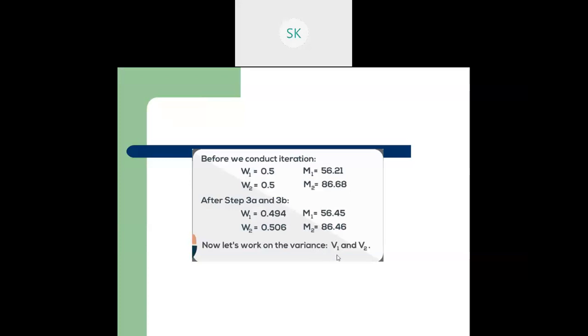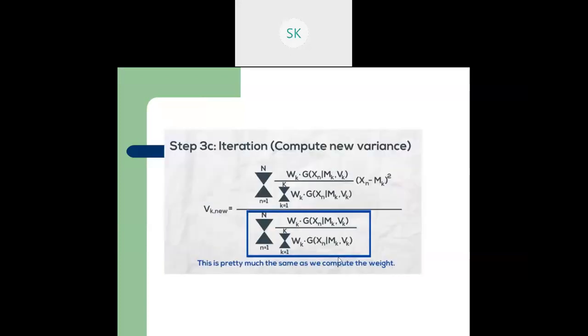Now we look at the third parameter, variance. This is again the same as our weight computation. The variance of k comma new is equal to, with the same formula as the weights, but instead at the end we are computing the variance. So variance is the data score minus the mean value, the same as our previous mean computation.